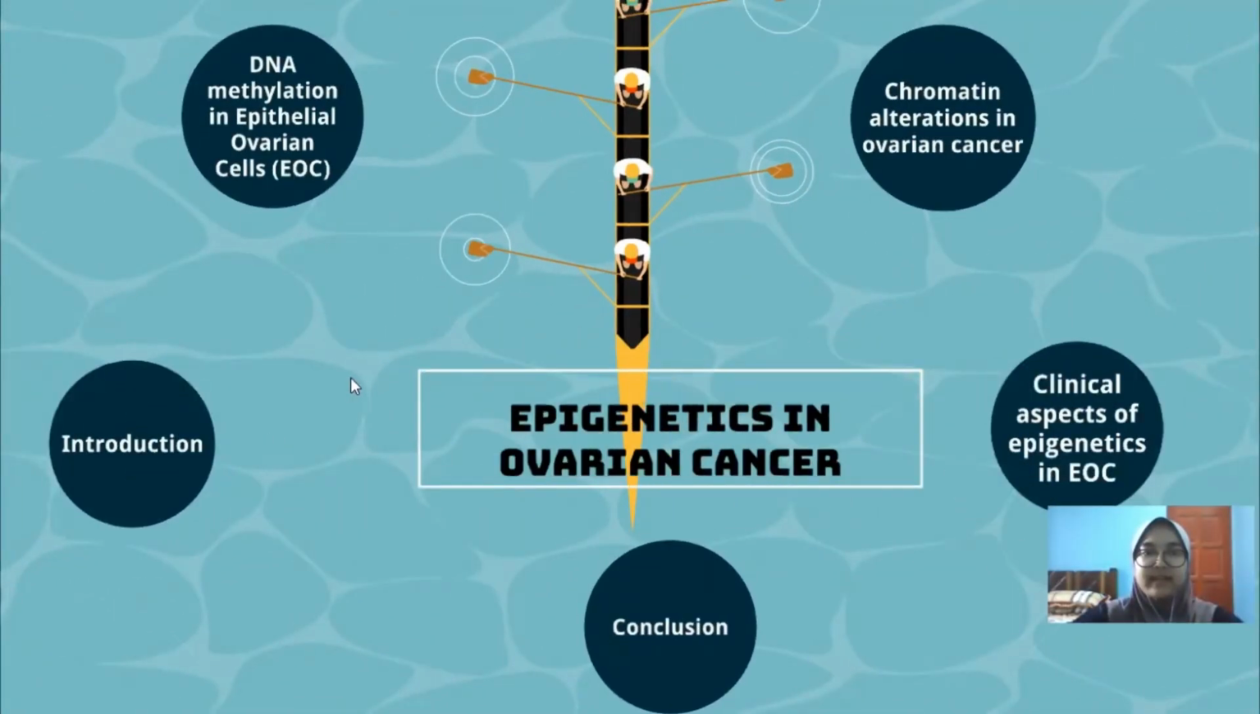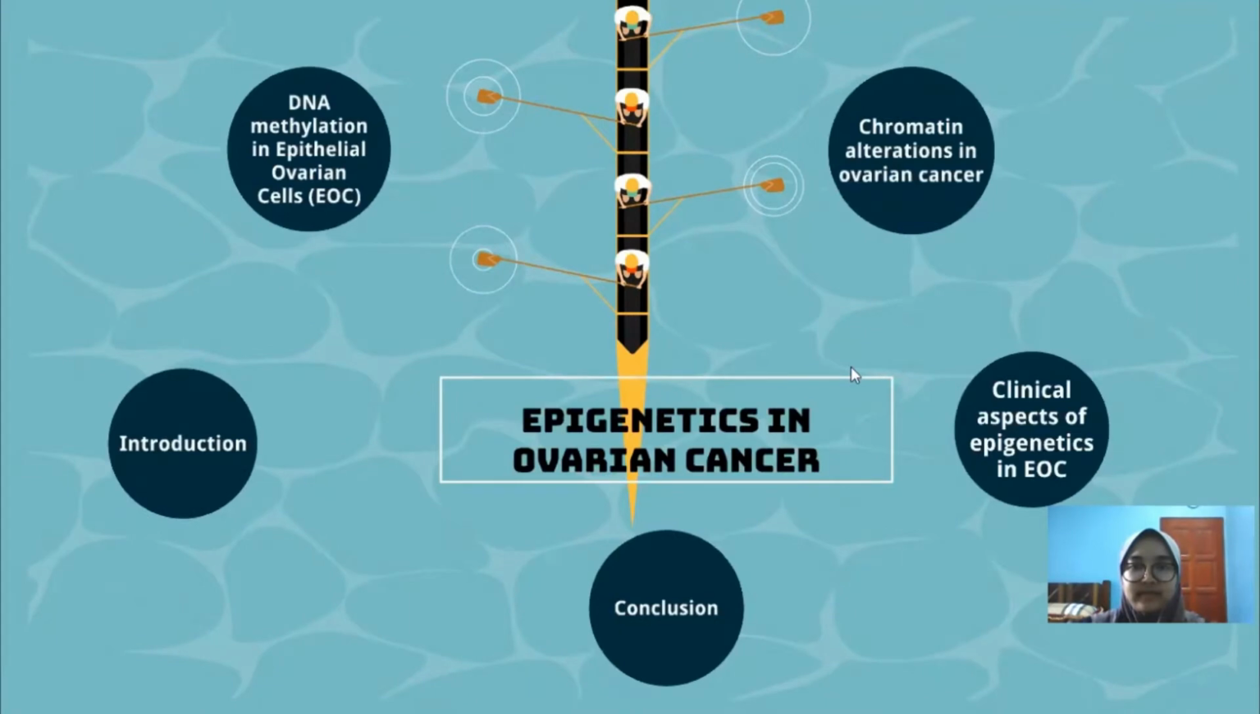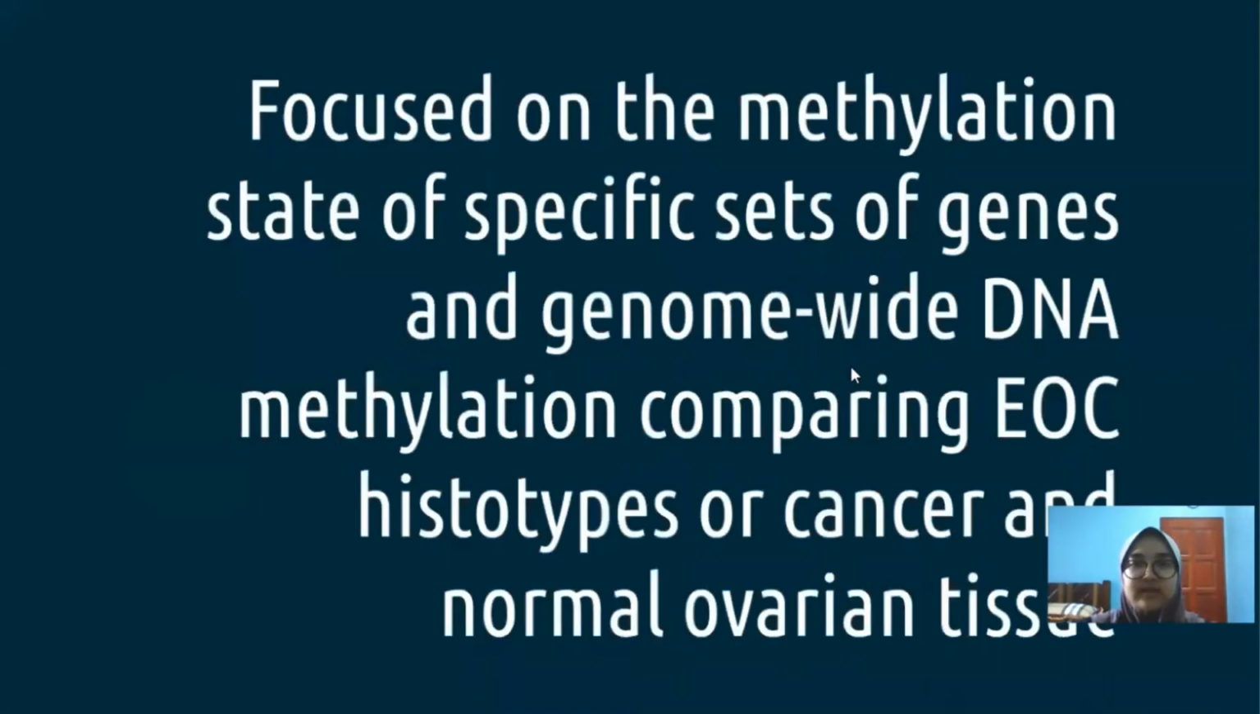For DNA methylation in epithelial ovarian cancer, or EOC, studies focus on the methylation state of specific sets of genes and genome-wide DNA methylation, comparing EOC histotypes and normal ovarian tissue.